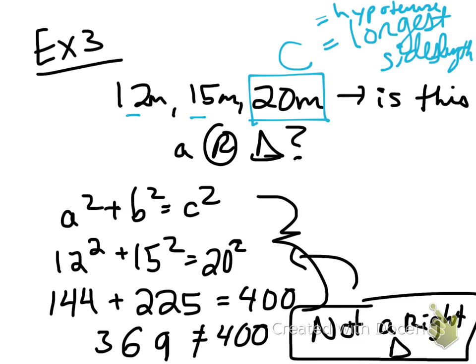If it was a right triangle, then it should have ended up saying that 400 equals 400, and you would have said, yes, it's a right triangle, thumbs up. But if it's not true, if it does not equal, then you just put a slash through your equal sign, and then your answer is not a right triangle. All right, I'm going to have you do a practice with that.